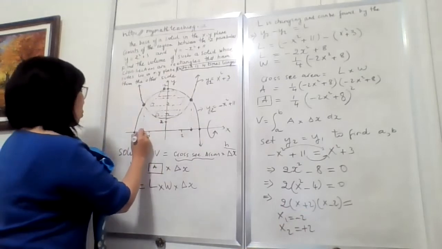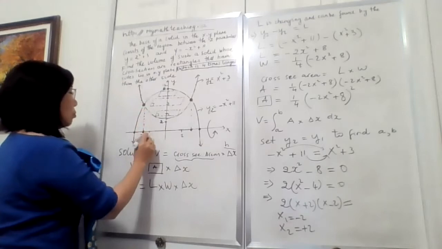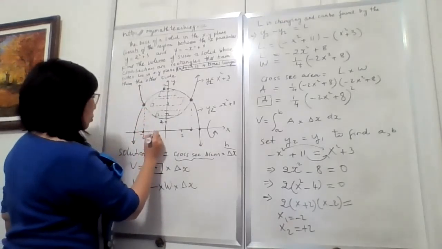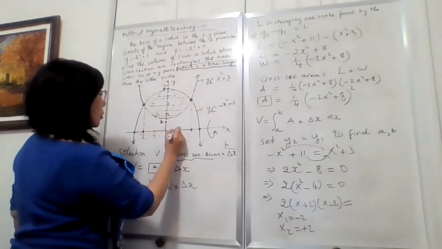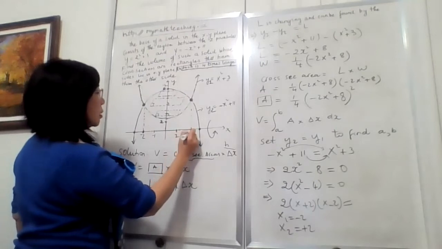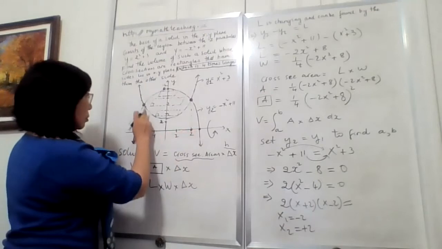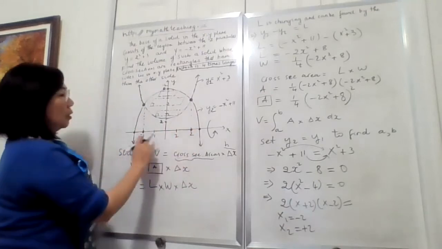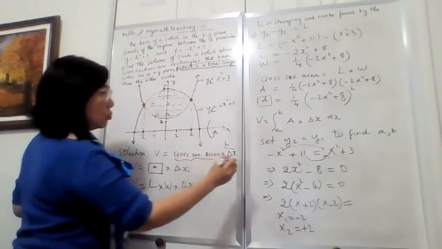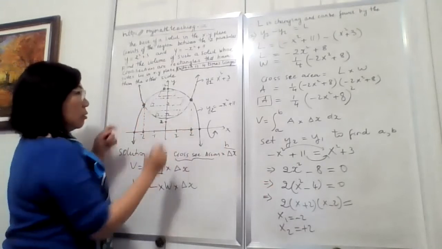So now we know this cross section here, the boundary here is minus 2. This should be minus 1. So minus 1 should be here. Plus 1, and this is 2. Okay. So now we know A and B, right? This is our A and this is our B.